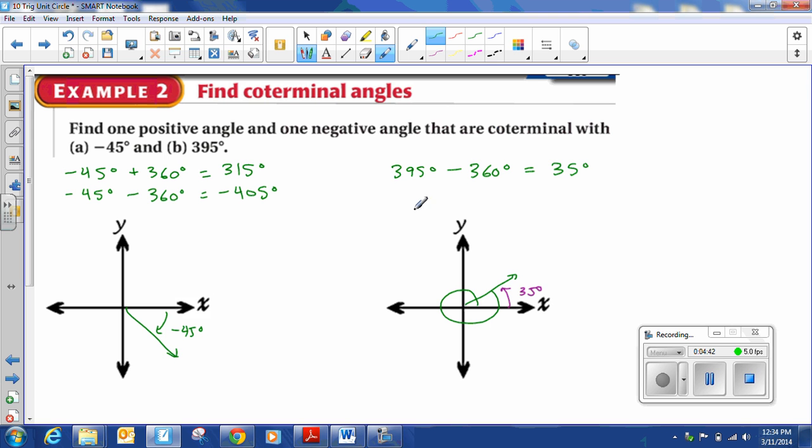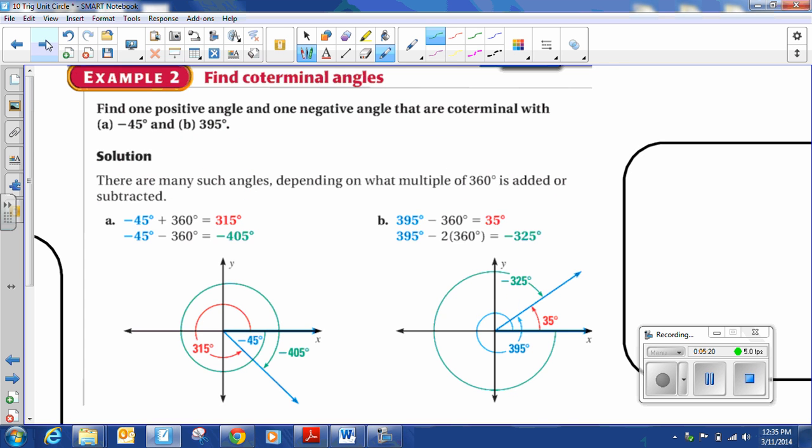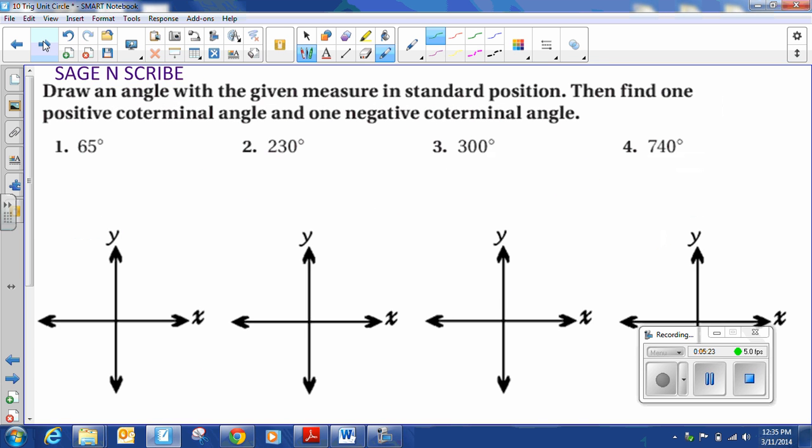And now let's find the negative coterminal angle for 395 degrees. Now we know that if we subtract 360, we end up in the positive. So we need to subtract 360 twice. In other words, we need to subtract 720. And 395 minus 720 is negative 325. Negative 325 degrees. So if we went negative 325, we go all the way over to here. That's negative 270. Then an additional 55 would give us negative 325. So that's coterminal. All right.